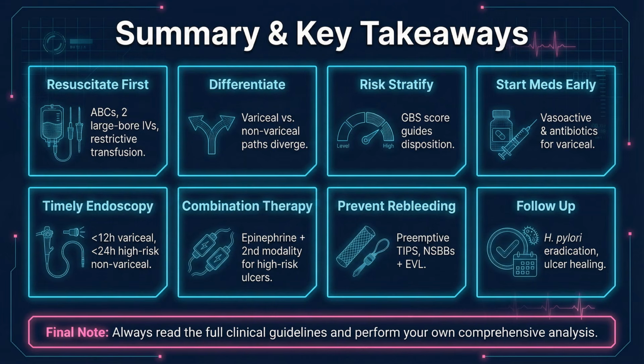5. Timely endoscopy. Perform endoscopy within 12 hours for variceal and 24 hours for high-risk non-variceal bleeding. 6. Use combination therapy for high-risk non-variceal ulcers. 7. Prevent rebleeding with preemptive TIPS for high-risk variceal patients and secondary prophylaxis with beta blockers and banding. And 8. Follow up to ensure H. pylori eradication and gastric ulcer healing.